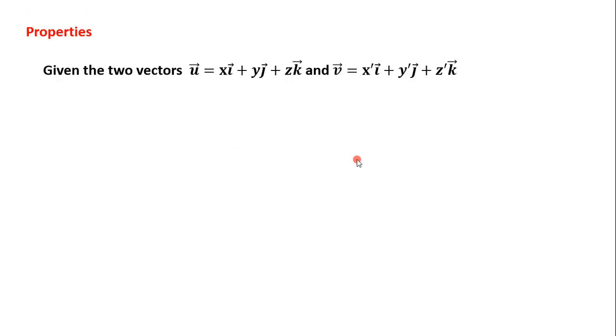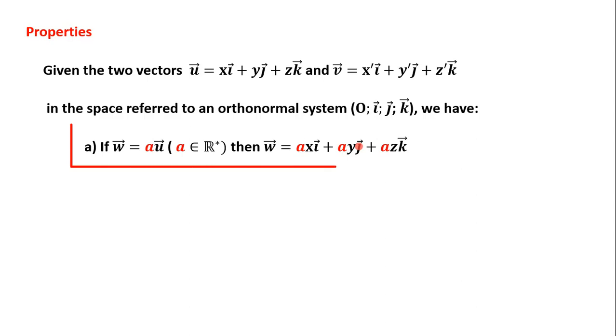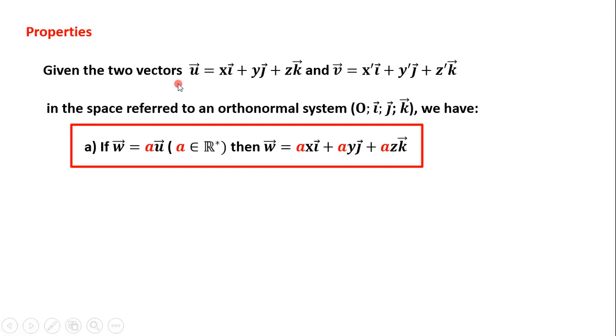Properties. Given the two vectors u and v of the following components, we have vector w equal to a times vector u, where a is a real number different from 0. So the components of vector w are ax, ay, and az. If you multiply any vector u by a real number a, we get a new vector w that has as components the same components of the u vector multiplied by the real number a.